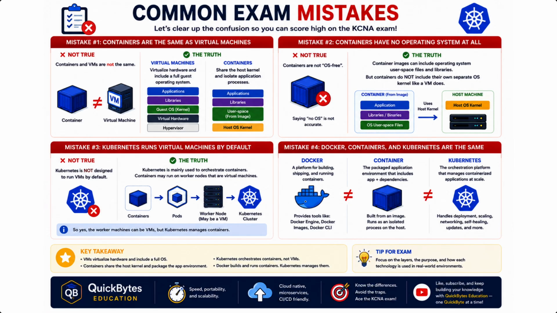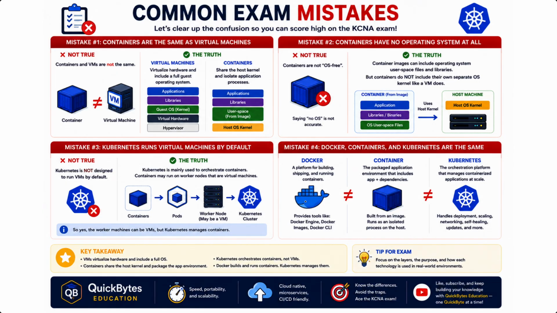Let's clear up a few common mistakes. Mistake number 1, saying containers are the same as virtual machines. They are not. VMs virtualize hardware and include a full guest operating system. Containers share the host kernel and isolate application processes. Mistake number 2, saying containers have no operating system at all. Be careful with that wording. Container images can include operating system user space files and libraries, but containers do not include their own separate OS kernel like a VM does.